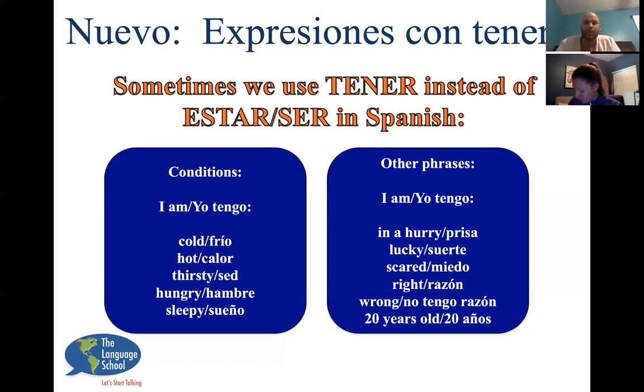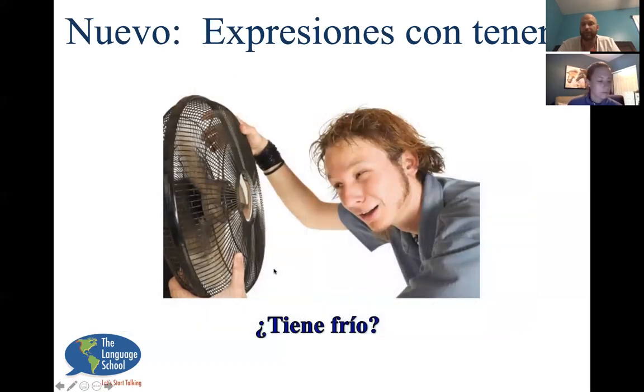So repeat after me. Yo tengo frío. Tengo calor. Tengo sed. Tengo hambre. Tengo sueño. Tengo prisa. Tengo suerte. Tengo miedo. Tengo razón. No tengo razón. Tengo 20 años. Muy bien, Carly. Ok. Vamos a practicar.